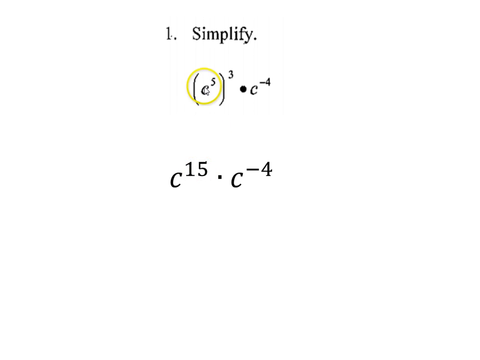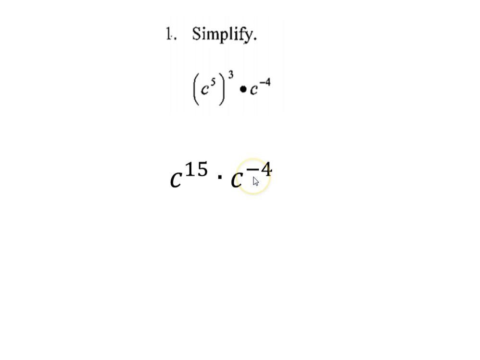And the shortcut to this is that when you see a power to another power, you multiply these two exponents together to get the 15. 5 times 3 is 15. And then we're going to multiply this by c to the negative 4th. So we have 15 c's times negative 4 c's.